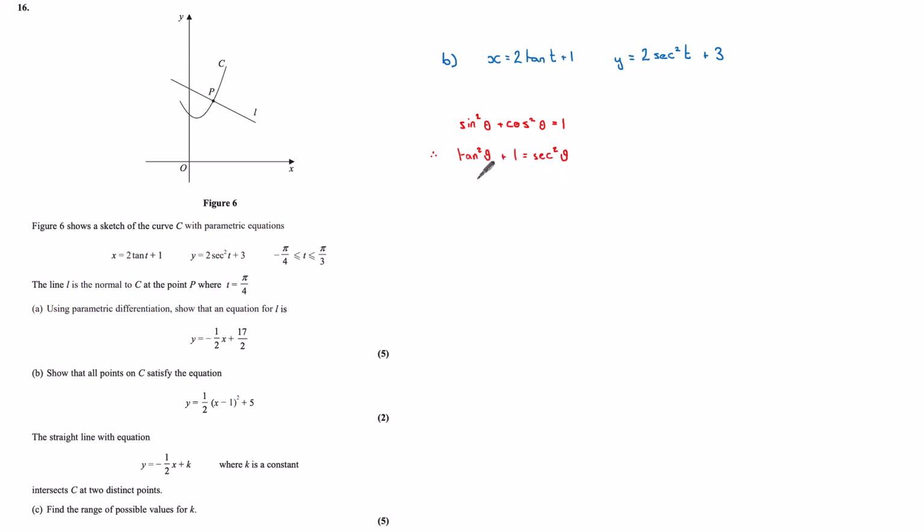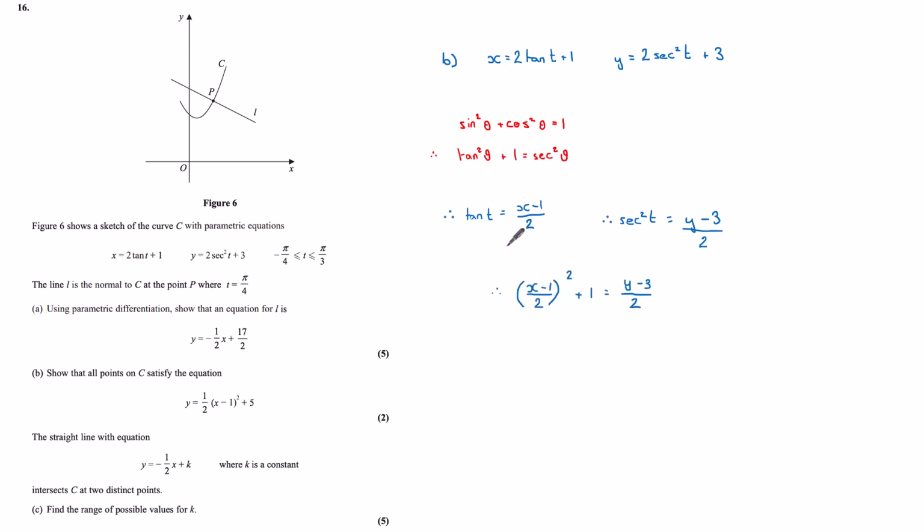And so I would like to write tan t in terms of x and sec squared t in terms of y. Taking away 1 and dividing by 2 gives me that tan t is equal to x minus 1 over 2. Taking away 3 and dividing by 2 gives me that sec squared t is equal to y minus 3 over 2. And now I can substitute these values for sec squared and tan into this identity.